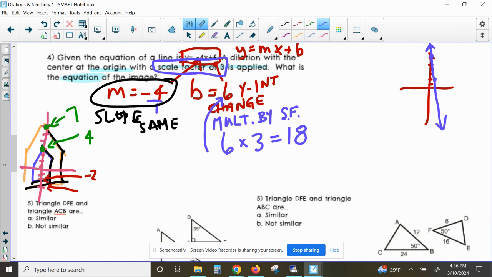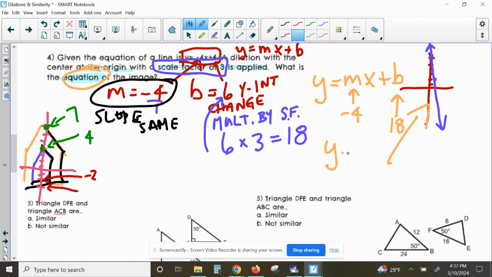So when we multiply this line by 3, it's going to go up higher, 3 times as high, basically. But the slope is going to stay the same. So when it asks what is the equation of the line, it's still going to look like y equals mx plus b, right? Your m is going to stay the same, so it's still -4. And your b is now going to be 18. So my equation of my new line is y equals -4x plus 18.